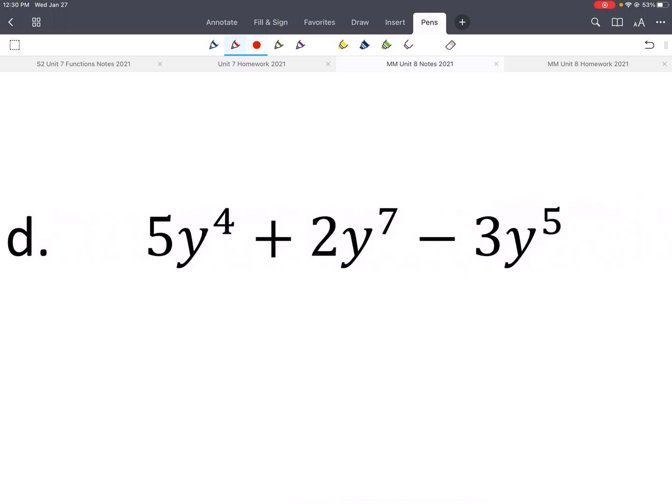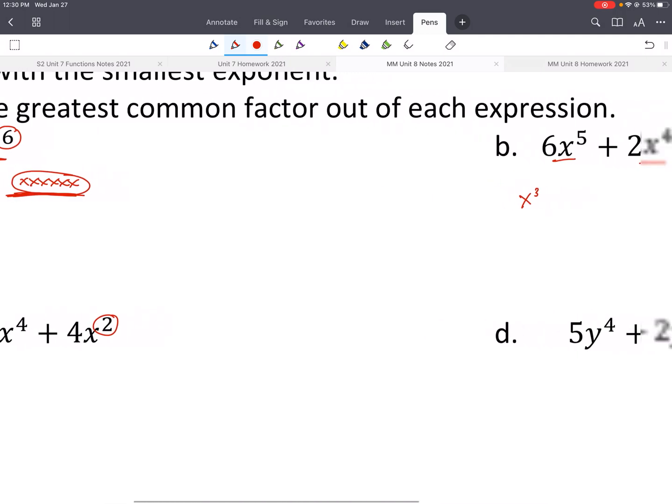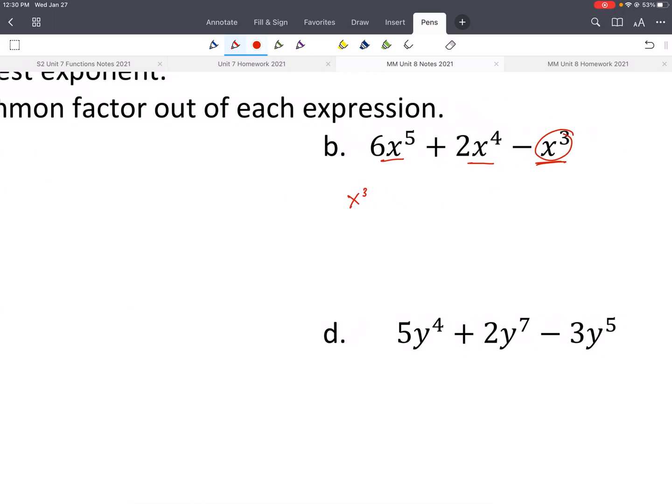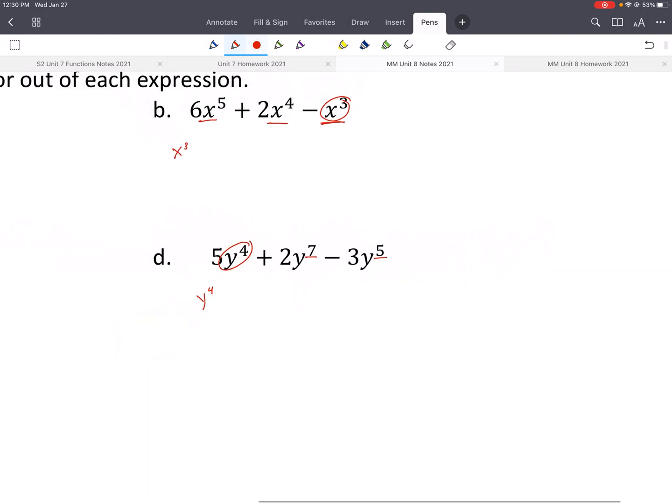Again, this is not in standard form, but for that one it doesn't make much of a difference. If it was in standard form, like these first two, the exponent is at the very end. But if it's not in standard form, you still need to look at the exponents and choose the smallest. Here the smallest is y to the 4th, which means we can take 4 from the 7 and 4 from the 5. So the greatest common factor for the variables is y to the 4.